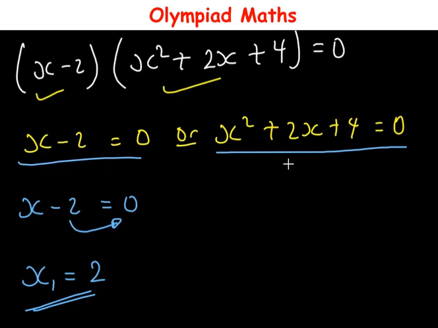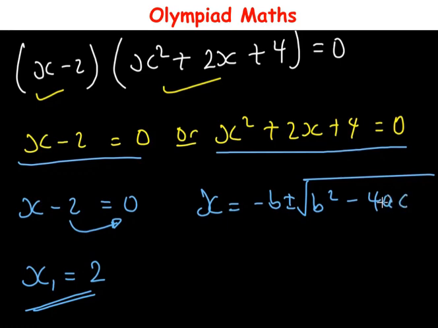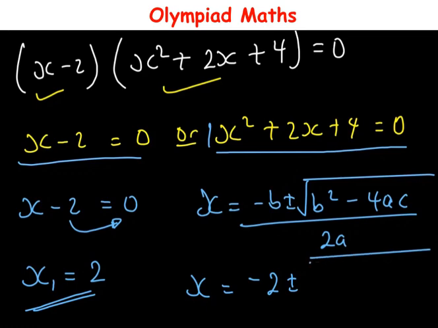Now, to solve this, we're going to make use of the quadratic formula, which is given by, with respect to x, x is equal to minus b plus or minus square root b squared minus 4ac, all over 2a. Now, the coefficient of x squared is 1, the coefficient of x is 2, and then we have the constant plus 4. So with this, x is equal to minus, the value of b is the coefficient of x, which is plus 2, so minus 2 plus or minus square root.